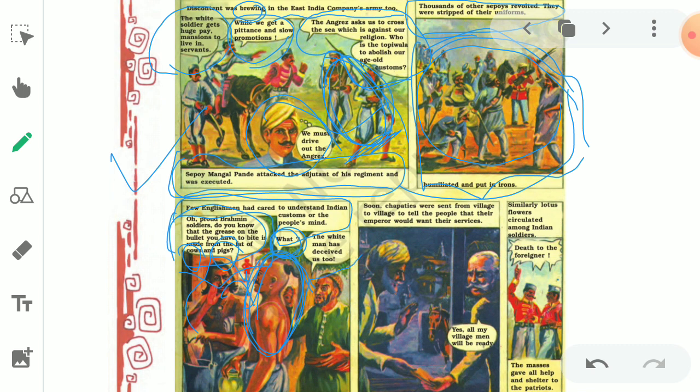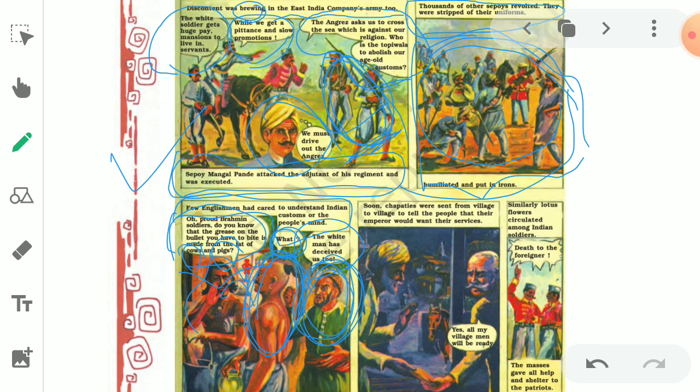At the same time, the white man has deceived us too. Who said? Here you can notice a Muslim who came there, and he also matched his words with them. Why? Because the white man deceived, cheated. Cheated whom? Deceived us, both Brahmins and Muslims.